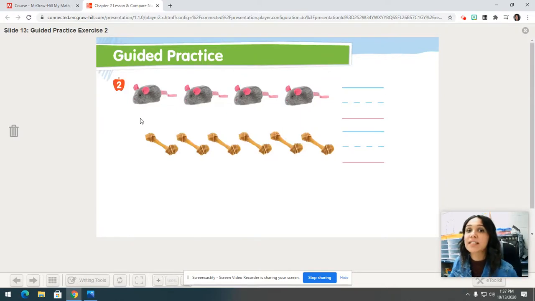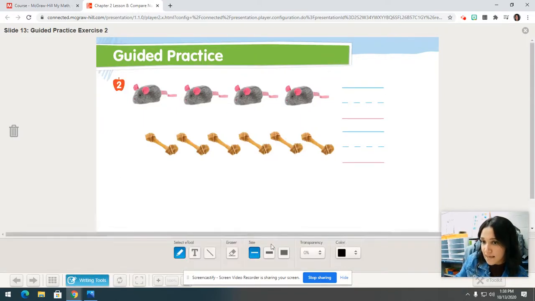All right, my friends, let's do the next one together. Help me count how many mice we see. 1, 2, 3, 4. I see 4 mice. Let's write the number 4. When we write number 4, we say baby L, line down. Go ahead and write the number 4. Baby L, line down. Good.